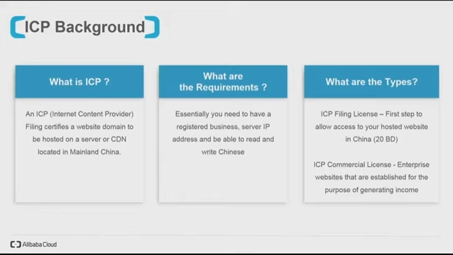There are two types. One is a filing license, which is all about content providing, and it typically takes about 20 business days if you work through Alibaba Cloud to get that license. And the second one is the commercial license, which is more involved with an e-commerce type of platform.